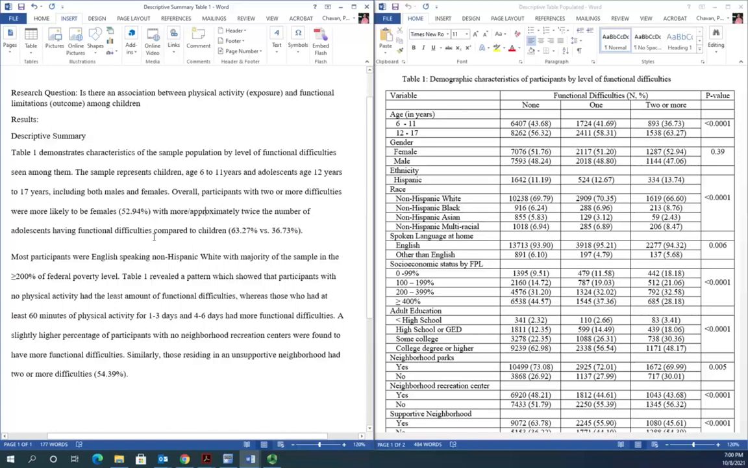And then in parentheses, I am giving the audience a comparison of two or more difficulties, where the number has almost doubled from children compared to adolescents, and also this is statistically significant. So if you want, you can write that this was found to be statistically significant, or you can simply write p less than 0.0001.